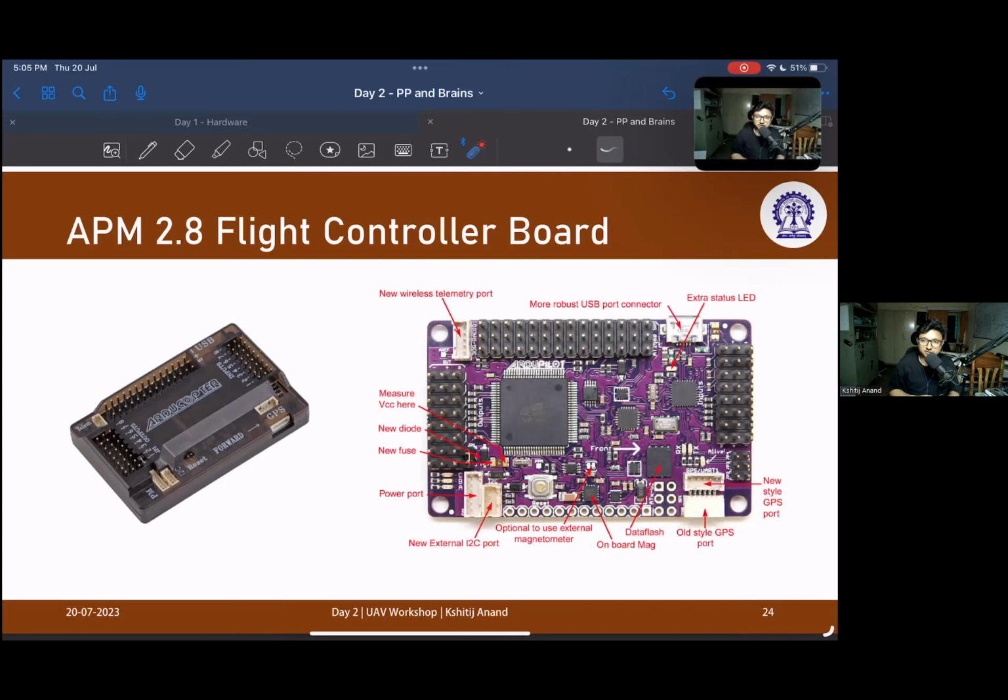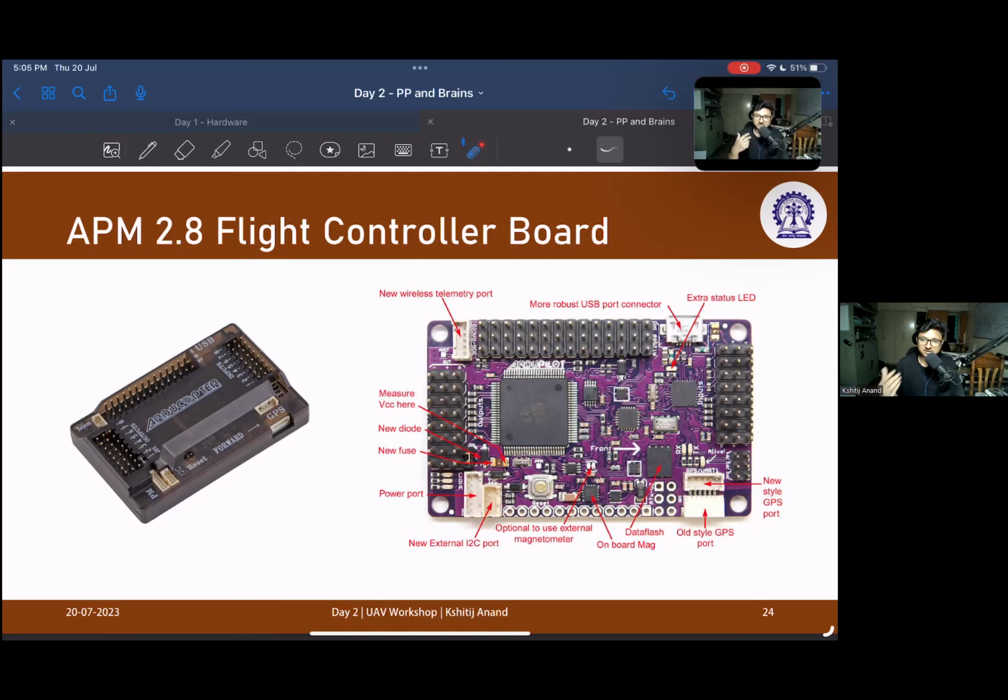But if they have, you should buy the latest one every time. And if you look at the board itself, you can see that there are input ports, output ports, a telemetry port, GPS, and a place to store memory, like a small memory.